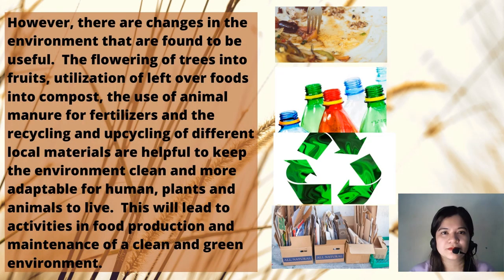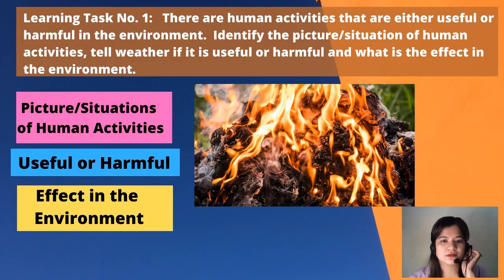However, there are changes in the environment that are found to be useful. The flowering of trees into fruits, utilization of leftover foods into compost, the use of animal manure for fertilizers, and the recycling and upcycling of different local materials are helpful to keep the environment clean and more adaptable for humans, plants, and animals to live. This will lead to activities in food production and maintenance of a clean and green environment.